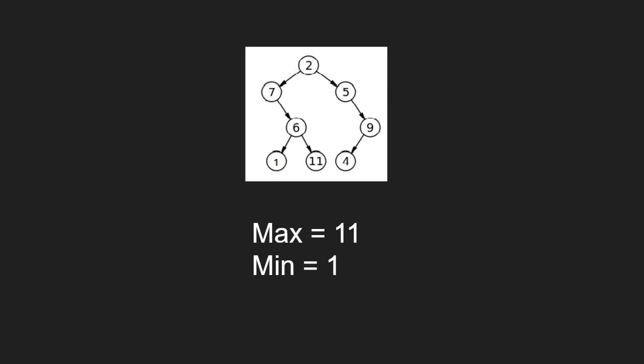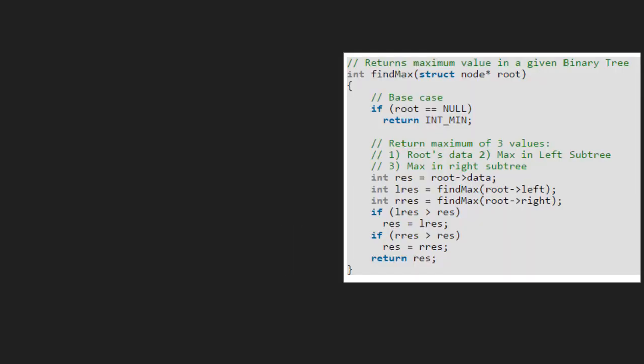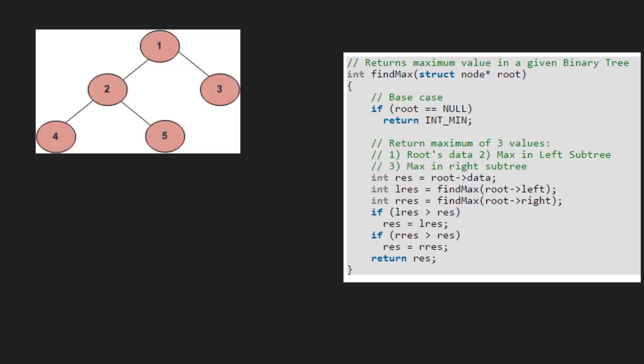Now, let us see the algorithm which will assist us in finding the maximum element in a binary tree. Let us also have a sample tree to test our algorithm. We pass the root node, which is 1, into the findMax function. So, root will point to 1.